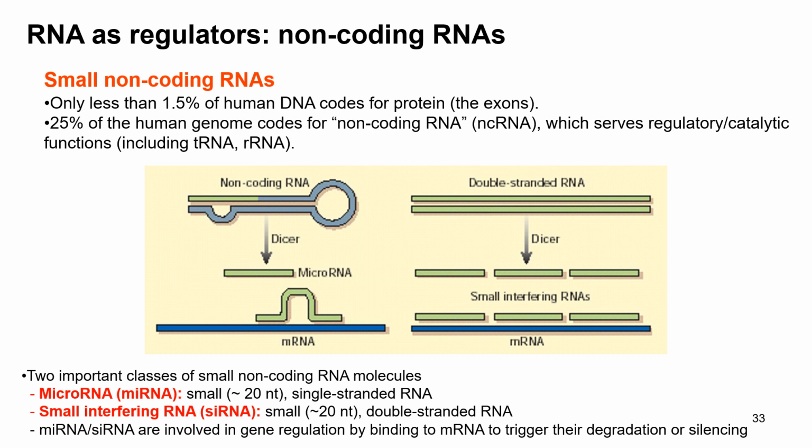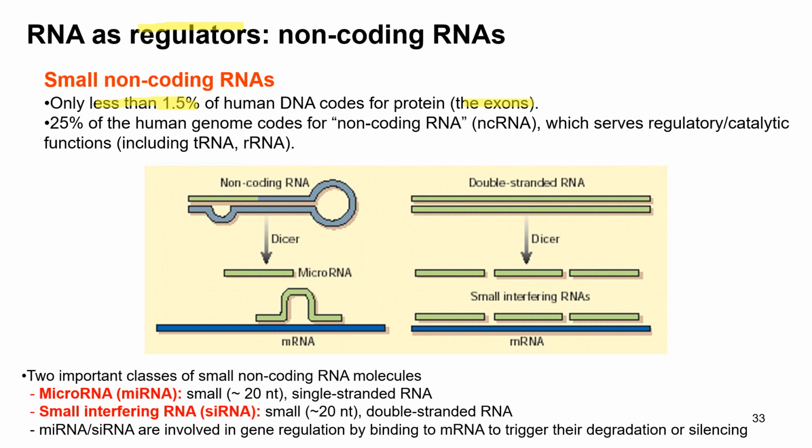For this last part, I'm going to discuss how RNAs can act as regulators. Only a very small part of our genome codes for proteins, so less than 1.5% contains exons. And ever since the sequencing of the human genome, there has been a lot of interest in understanding the roles of these other non-coding regions.